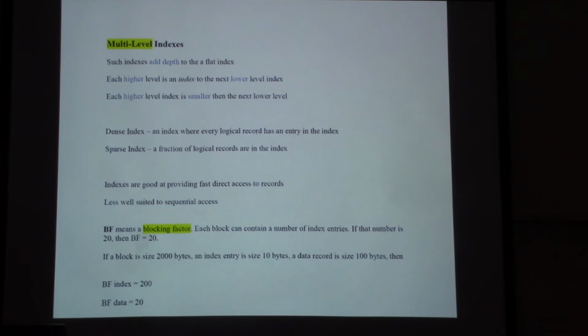Okay, so indexes are good for providing fast access to records. They're not so good sometimes at sequential access, one key after another. And then we're going to look at something called a blocking factor. We're going to divide our records into two pieces. One is called a physical record, and one is called a logical record. The logical record is essentially what we think of as the data or the information about a particular item or element. The physical record has to do with the way the operating system uses memory to store things.